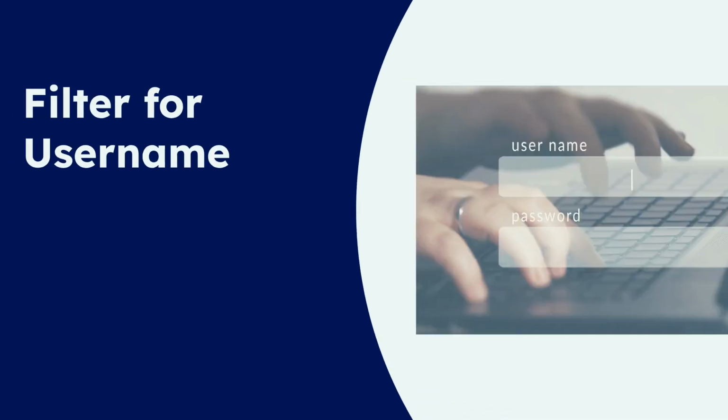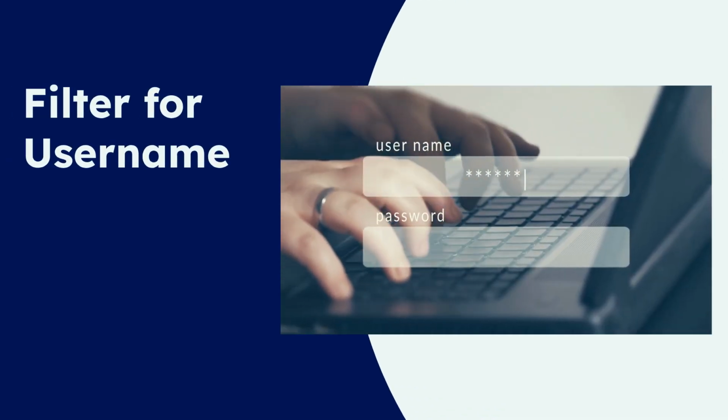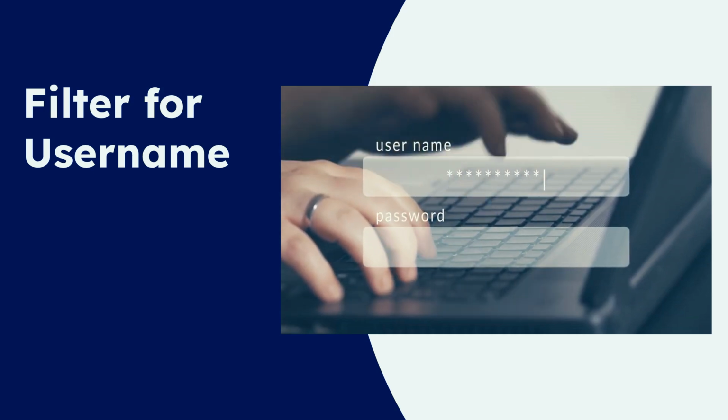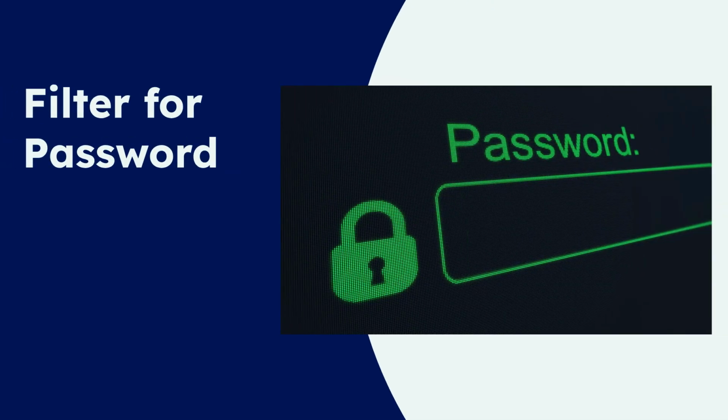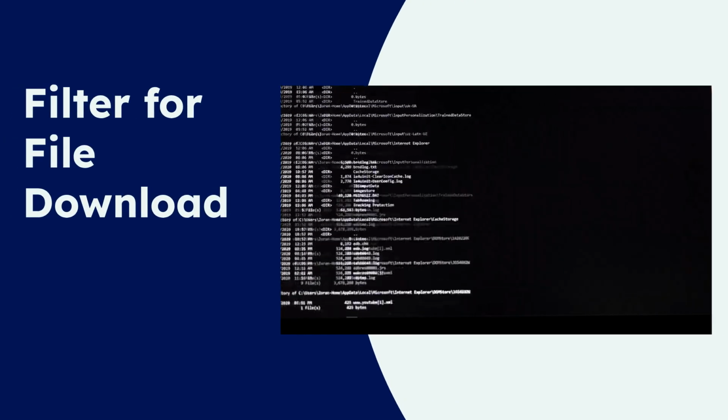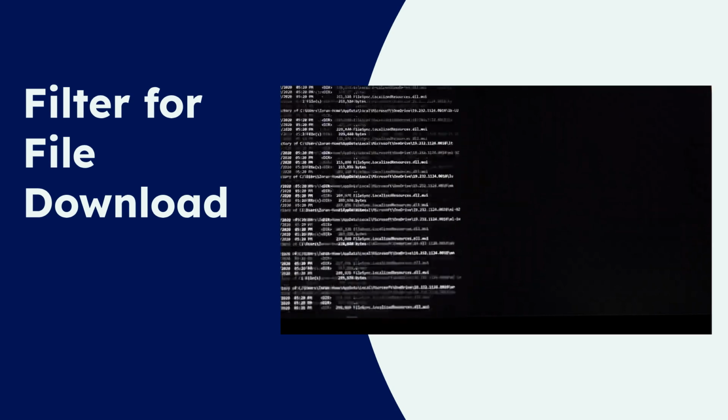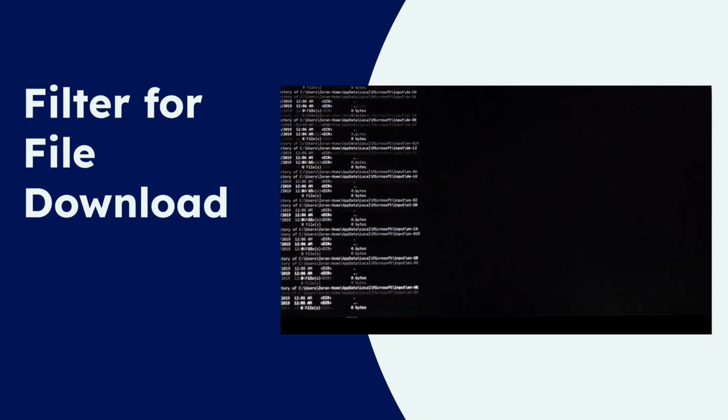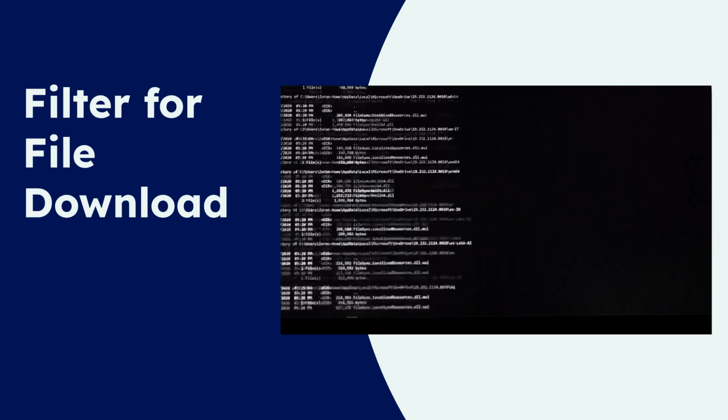To see the username used for login, we use the filter ftp.request.command == USER. To reveal the password, you can use the filter ftp.request.command == PASS. Remember, this traffic is in plain text, making this filter very revealing. And finally, to identify which file was downloaded, apply the filter ftp.request.command == RETR.